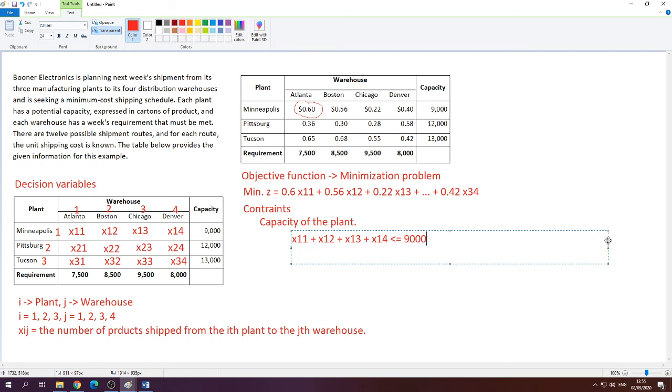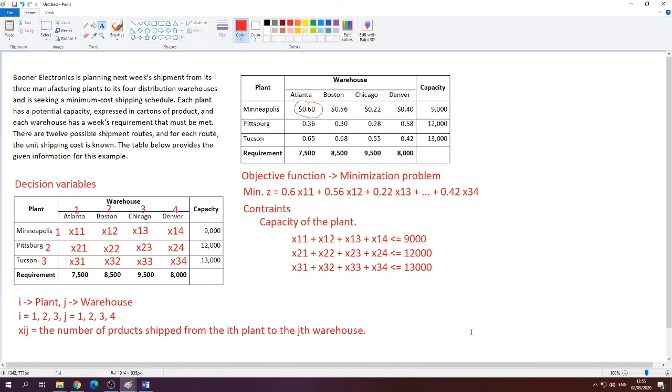And the same thing with Pittsburgh. We're going to have X21 plus X22 plus X23 plus X24, and that should be less than or equal to 12,000. And for the last plant, we're going to have X31 plus X32 plus X33 plus X34, and that must be less than or equal to 13,000. That's the first constraint.